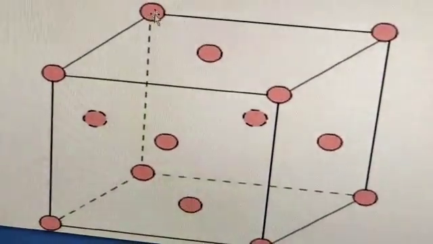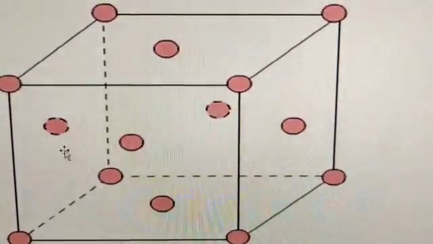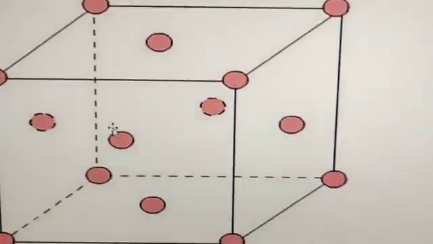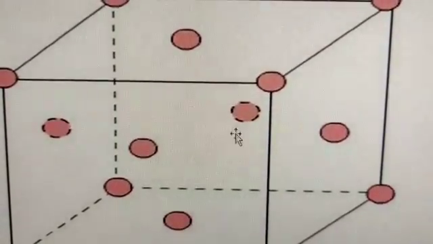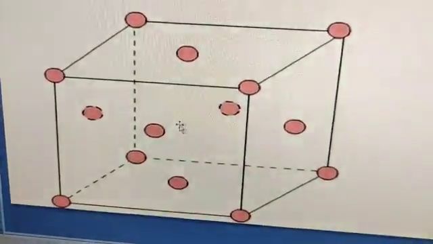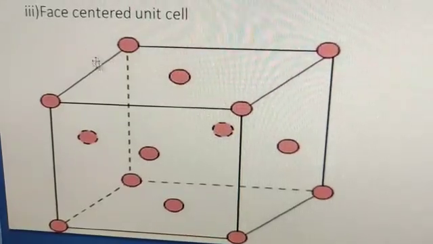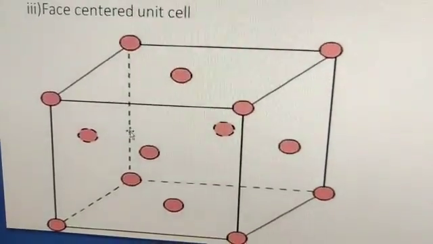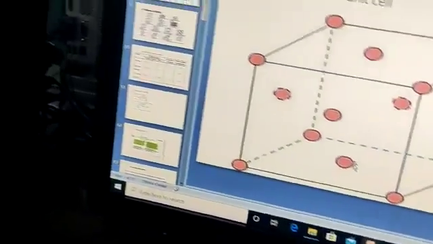In the case of this face centered, regular atoms are arranged at the corners, but the extra atoms are present, like these 6 atoms present at the faces of this cubic cell. This is first, second, third, fourth, fifth and sixth. Means total how many atoms are there? 8 plus 6, 14 atoms. In the case of this face centered, these 8 atoms will occupy 1/8 part of this cubic cell, and these 6 atoms will occupy 1/2 part of this face centered cubic cell.